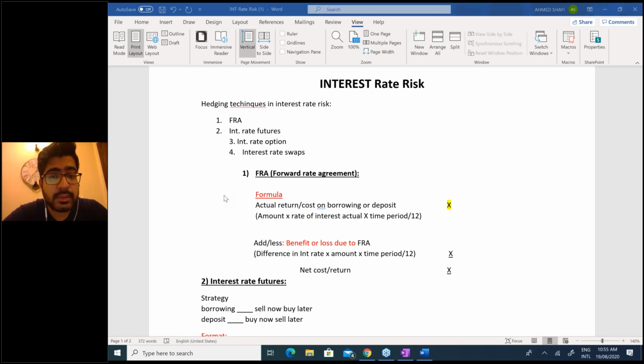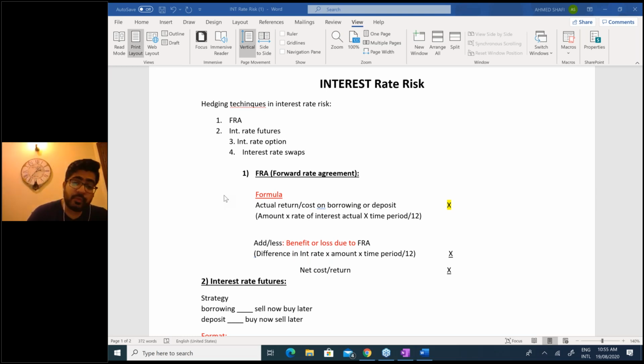Let's suppose you got a deposit case. What did you write above? Return on deposit. You wrote return on deposit in the highlighted area. Now you got a benefit. So benefit increases return. Add it.